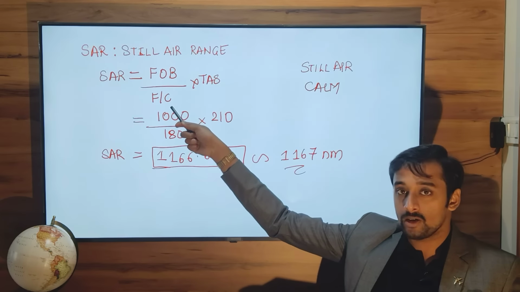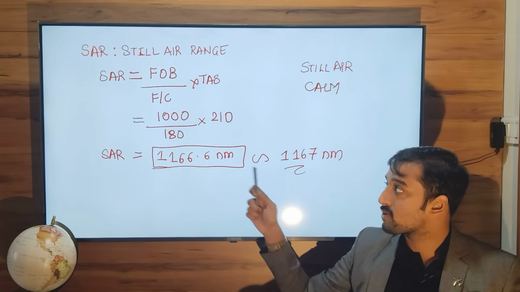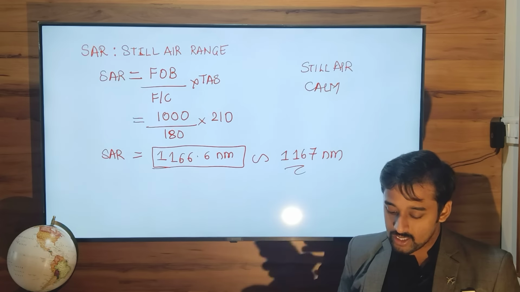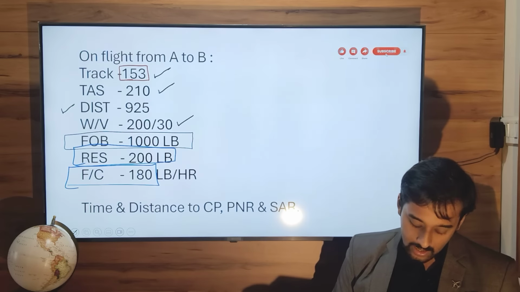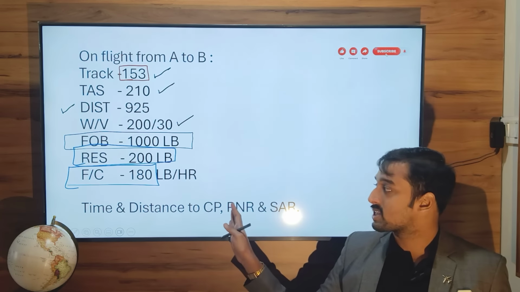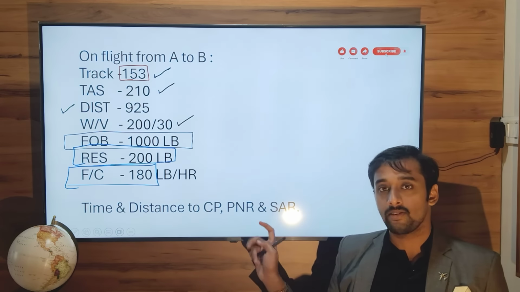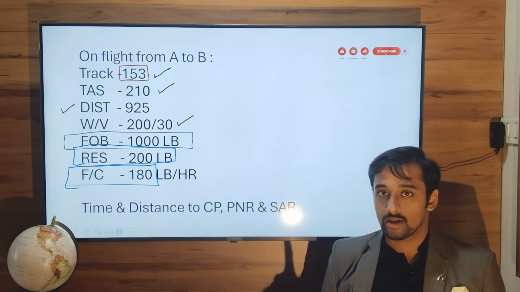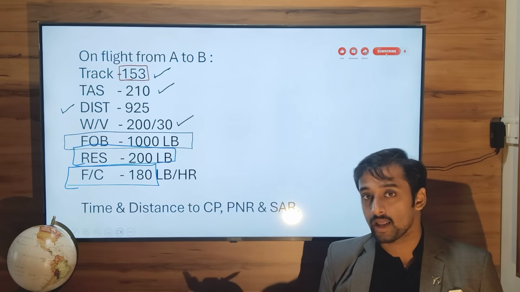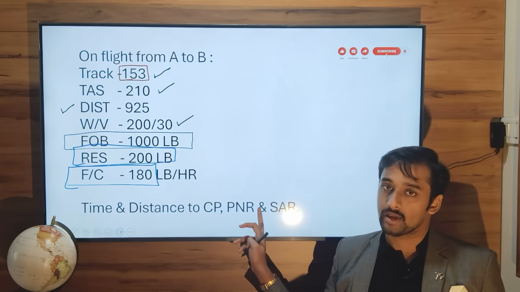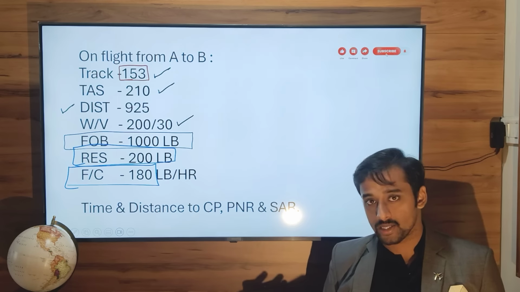Fuel on board, all the fuel by fuel consumption into TAS, substitute the correct values, and this will be your answer. So with this, we have come to the end of question 1, a very big question. Now in DGCA, they won't ask you to find all the three things. They will give you information like this, and out of these three things, they will only ask you to find one thing, distance to CP, or they will ask only to calculate distance to PNR. Only one thing. But since we are practicing now, we are going to find everything for our practice.